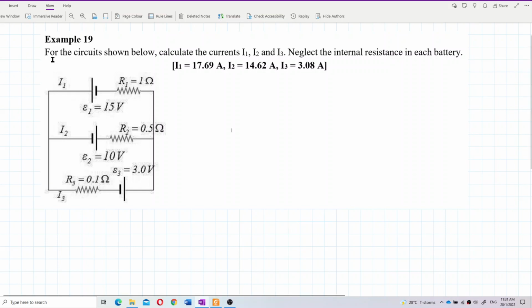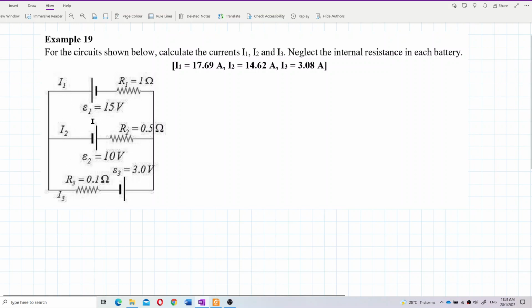Okay, for the circuit shown below, calculate the currents I1, I2, and I3. Neglect the internal resistance in each battery. So assuming the batteries don't have any internal resistance, we need to find currents I1, I2, and I3.